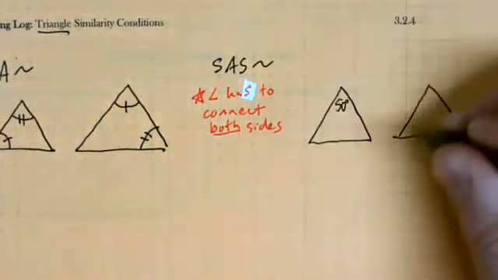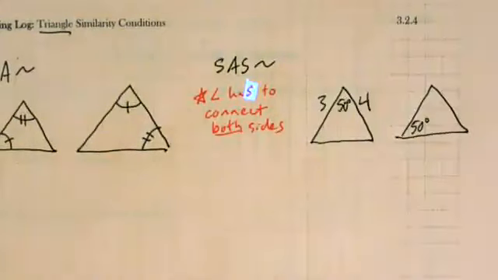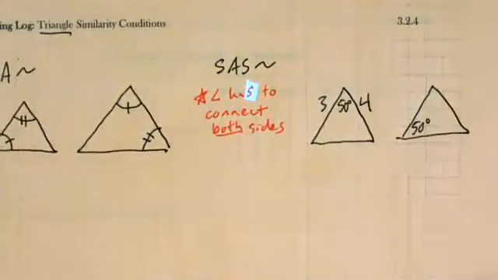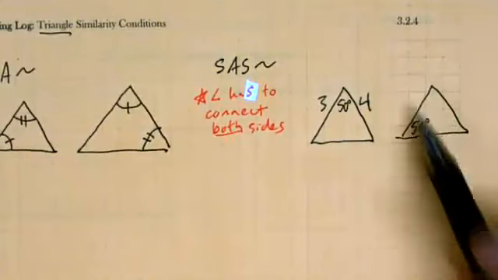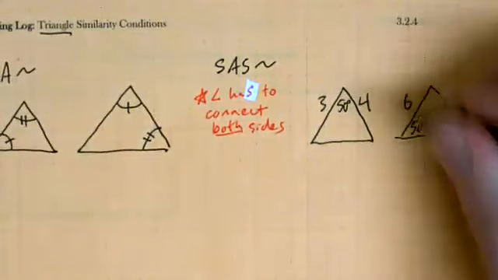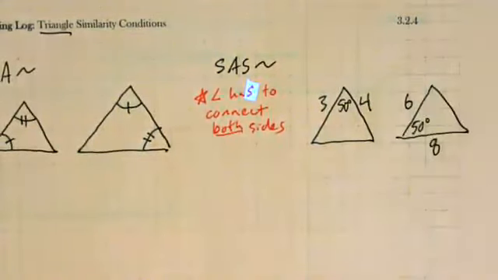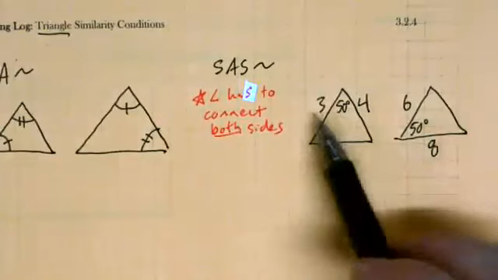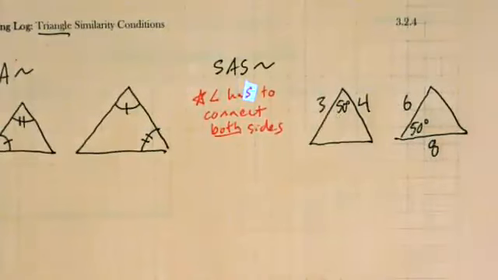So let's say I went 3 and 4 here. Give me 2 numbers that could be in proportion with 3 and 4. 6 and 8 could work, right? Those would be in proportion with 3 and 4, because I could do 6 over 3 and get 2, and I could do 8 over 4 and also get 2. So this would be SAS. But the angle has to connect both of those sides. That 50-degree angle was touching both of the sides that I had info on, and same thing over here.